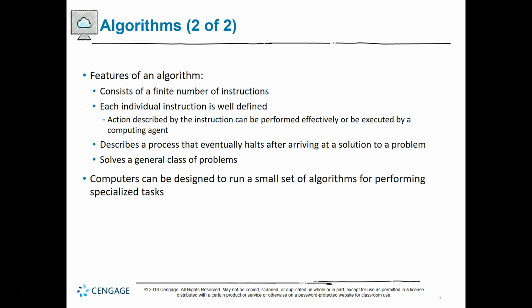So what are some features we know? It has a finite number of instructions. Each instruction is well defined. We have that because if we just wrote it open-ended, it wouldn't actually help us much. And then it has a process that halts at some point, because when we get done, it has to have some way to stop. And so we're going to create a lot of algorithms in here on how to solve small problems.